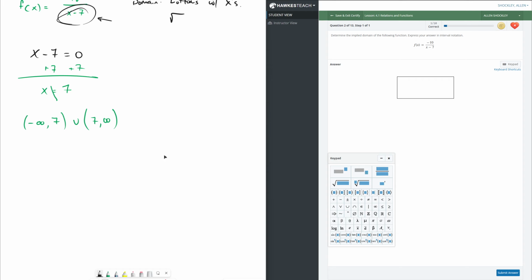So we're going to take this and throw it into this. So we're going to need a set of parentheses. We're going to do negative infinity, comma, 7. And then we're going to do the union symbol, just saying that we got more to talk about. And we'll do 7, comma, infinity. There we go. Next.